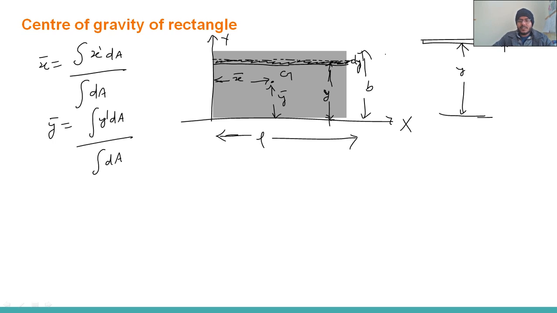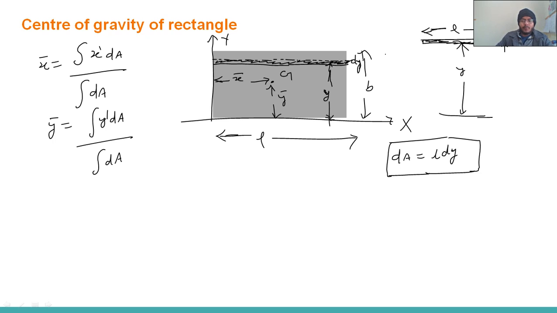Okay, so now from this figure we can write dA, the area of a small segment. What will be the area? You can see this is rectangular in shape. What is this length? This length is L, as you can see in this figure. So we can calculate dA as L into dy, where L is the length of this rectangle.